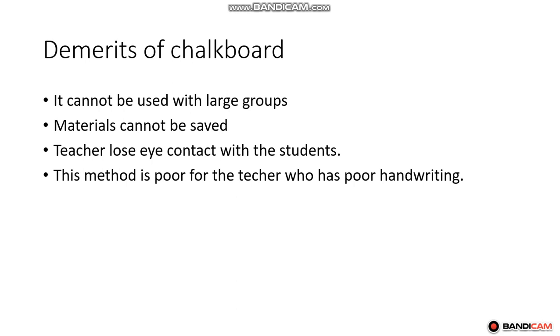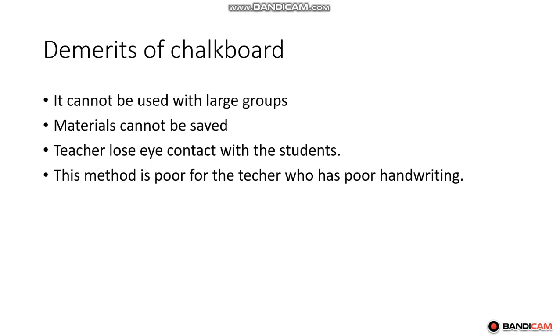Coming to the demerits, it cannot be used with large groups because it will not be visible to the backbenchers. If the class is more than 50, if we are using this method, it will be very difficult for the last benchers to see. Materials cannot be saved. In the next class, if you want to brush through the previous classes or show a glance of the previous class, it is not possible because it will get rubbed off. We cannot save the materials. So that is one demerit.